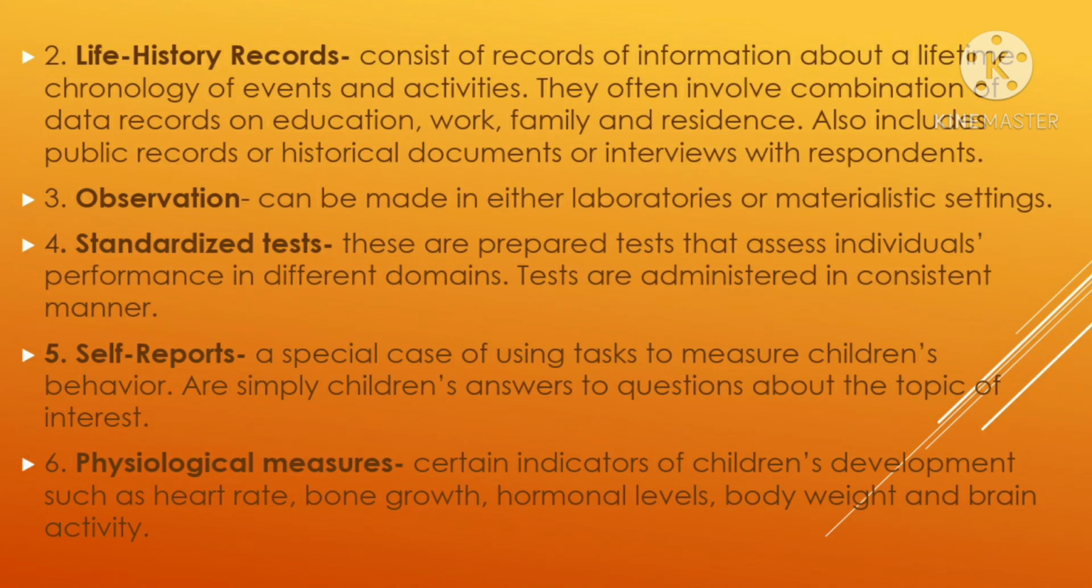The next is physiological measures, certain indicators of children's development such as heart rate, bone growth, hormonal levels, body weight, and brain activity. This also involves the direct or indirect observation of variables attributable to normative functioning of systems and subsystems in the human body. The tools and techniques of this method are varied, but all based on empirical observation.